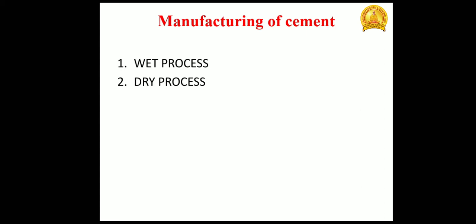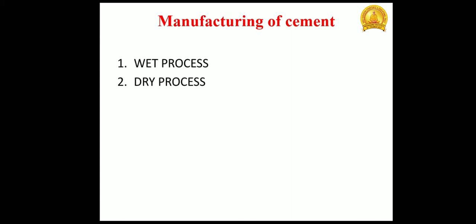These raw materials are ground and then mixed in certain proportions depending upon their purity and composition. After mixing them properly in the desired proportion, this mixture is burned in a kiln at a temperature of 1300 to 1500 degrees Celsius, and at that temperature the mixture forms nodular shaped clinker.